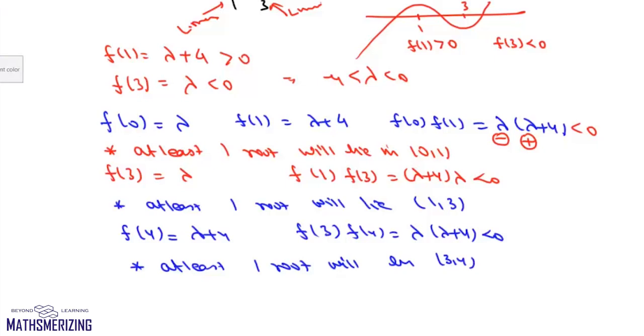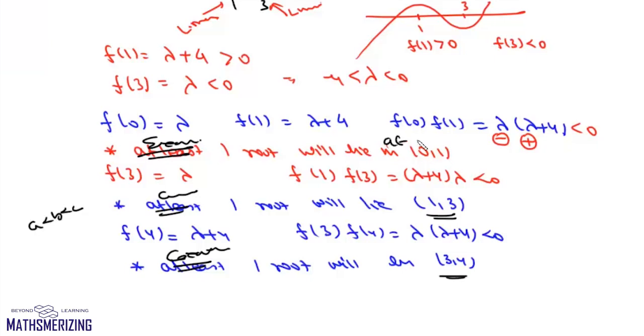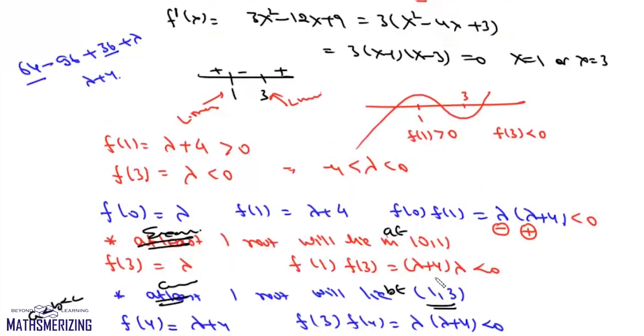Now since it is a cubic equation, it cannot have more than 3 real roots. So that means exactly one root will lie in (0, 1), exactly one root will lie in (1, 3), and exactly one root will lie in (3, 4). Now since a is less than b is less than c, a will lie between 0 and 1, b will lie between 1 and 3, and c will lie between 3 and 4. And that is the answer to this question.